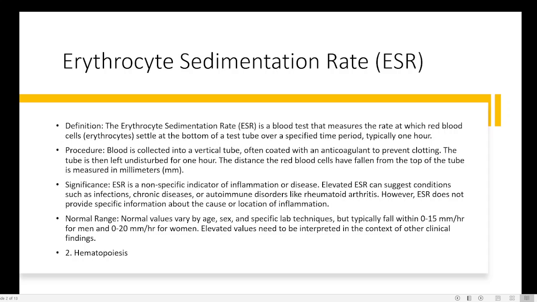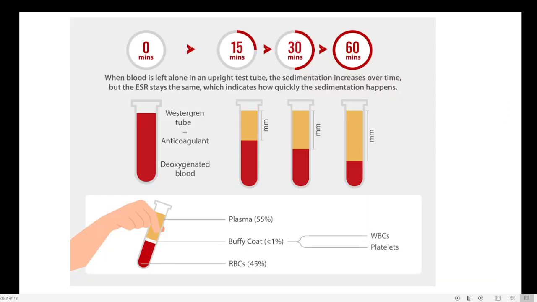ESR mainly means erythrocyte sedimentation rate. Erythrocyte means RBC. That is, erythrocyte sedimentation rate is a blood test that measures the rate at which RBCs settle at the bottom of a test tube over a specific period of time, and usually it is 1 hour. Here you can see how this test is conducted. We will be taking blood in a test tube.